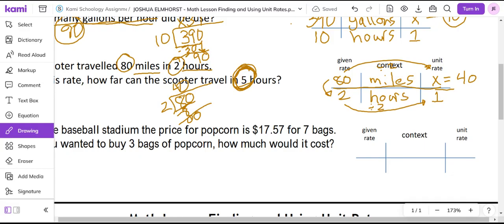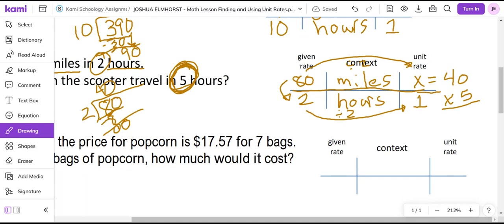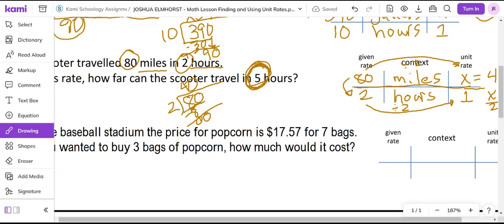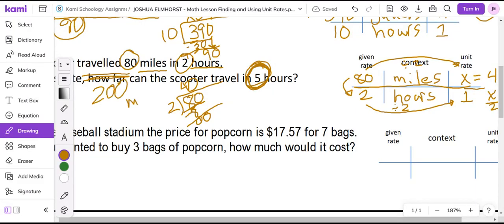So now when we have the given rate, we need to change the unit rate to the hours. So we can multiply that by 5. 5 times 0, 5 times 4. How far can he travel? He can travel 200 miles in 5 hours.